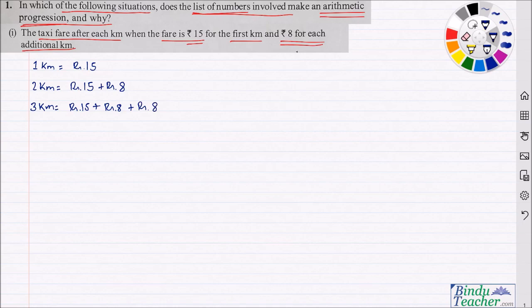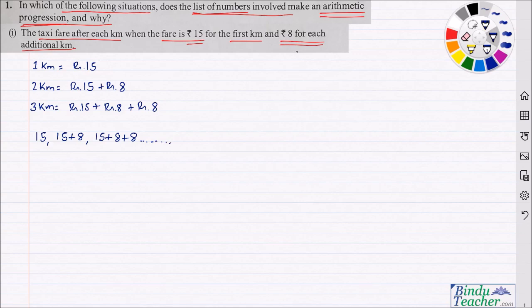So if I were to write this down as a list of numbers, I will write 15 for the first kilometer, 15 plus 8 for the second kilometer and 15 plus 8 plus 8 for the third kilometer, and so on.